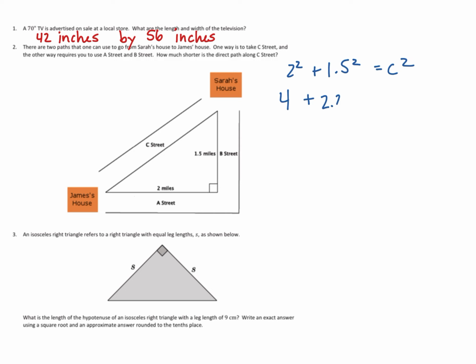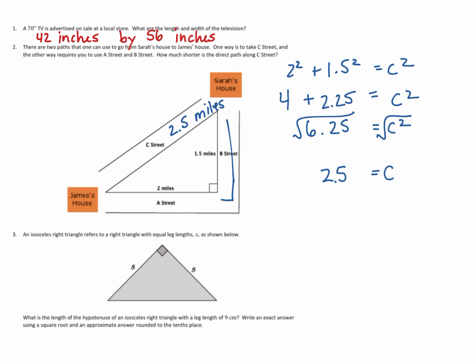To figure out how much shorter, we first need to figure out how long it is to take this path. We have to go 1.5 and then an extra 2 for a total of 3.5 miles. But if we take C Street, it only is 2.5 miles. So it is 1 mile shorter. Again, make sure you show that work.